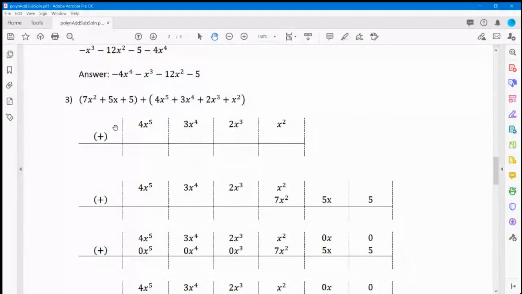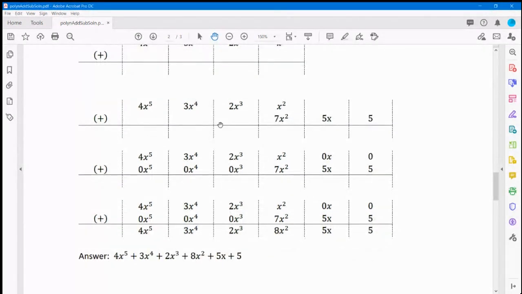And that's actually it for putting terms in columns. Although I guess now we have all these blank spaces here, so we put 0 in as placeholders. So now, since we're adding, we just simply add. We get 4x to the 5th plus 0, just 4x to the 5th, 3x to the 4th plus 0, excuse me, x to the 4th is 3x to the 4th, 2x cubed plus 0 is 2x cubed, x squared plus 7x squared is 8x squared, and so on.